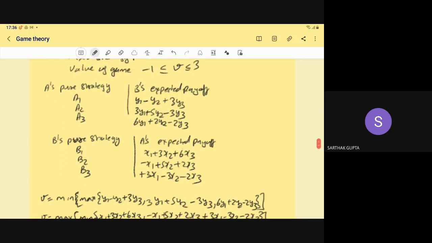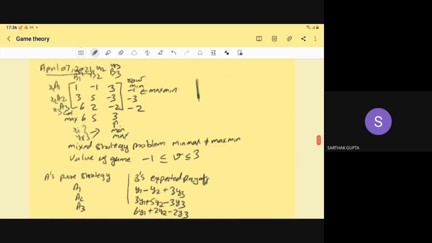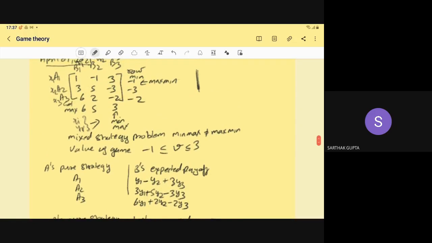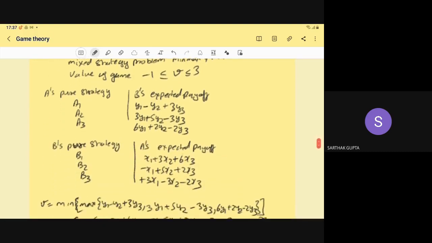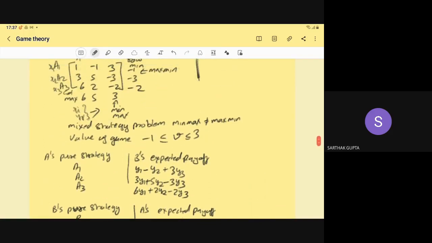Then when we are using B's pure strategy, what will be A's expected payoff? Corresponding to B's pure strategies B1, B2, B3, A's expected payoff will become 1x1 plus 3x2 plus 6x3, then -x1 plus 5x2 plus 2x3, then 3x1 minus 3x2 minus 2x3, right? So here we are writing the expected payoff as a row.